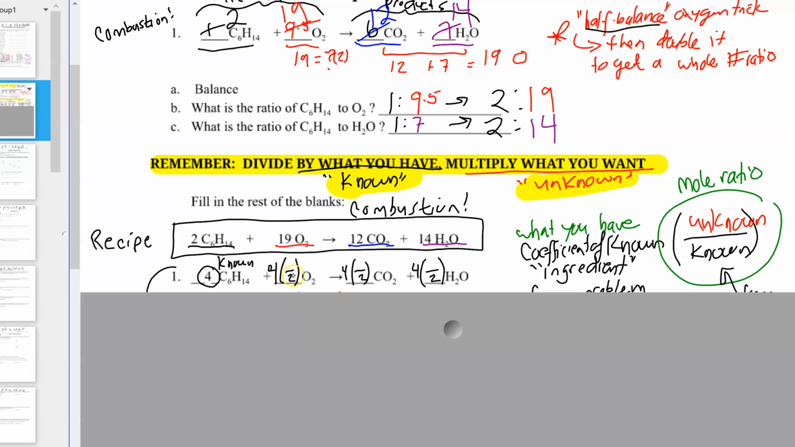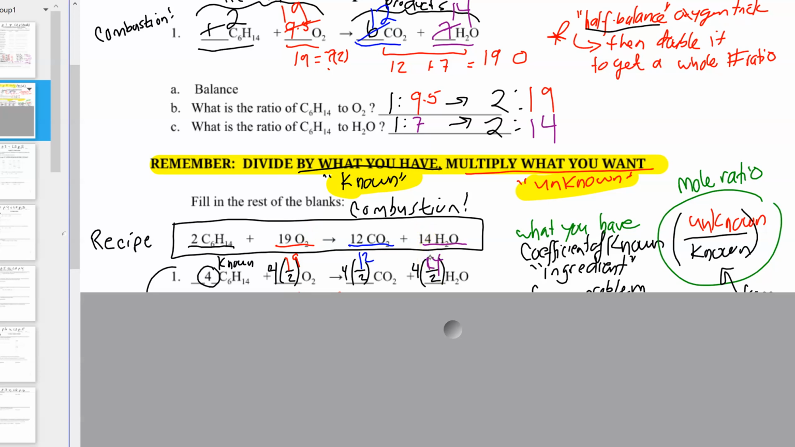We'll need 4 times the ratio. The mole ratio will pull from that balanced equation from the recipe. So the ratio of that is going to be 19 over 2. The ratio for the carbon dioxide is going to be 12 over 2. The 2 comes right there. And then the water, 14. It's supposed to be a 14 over 2.